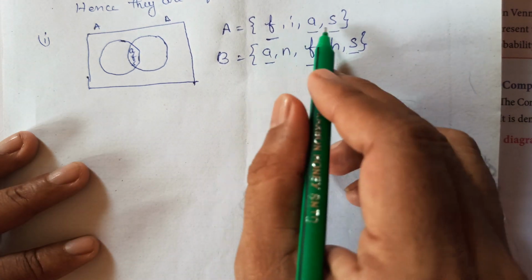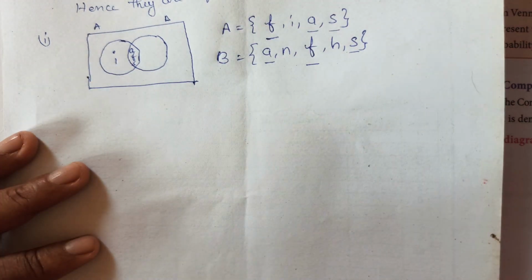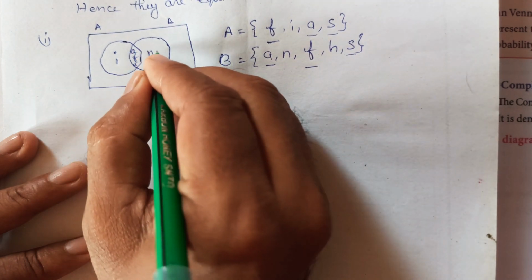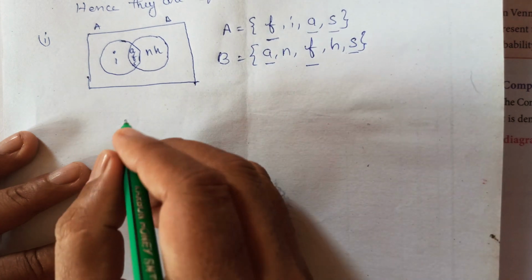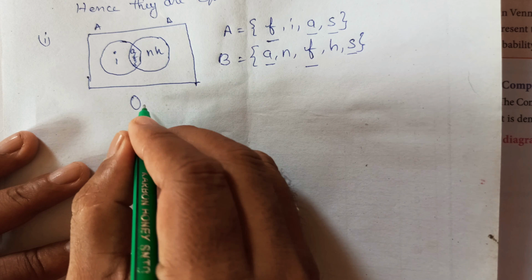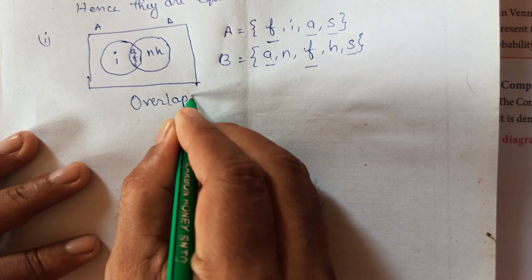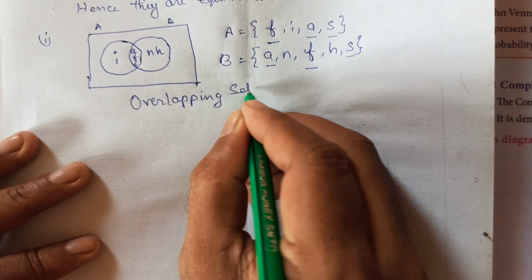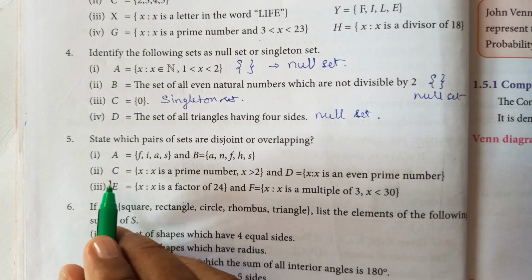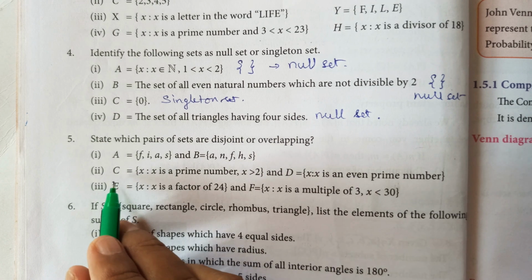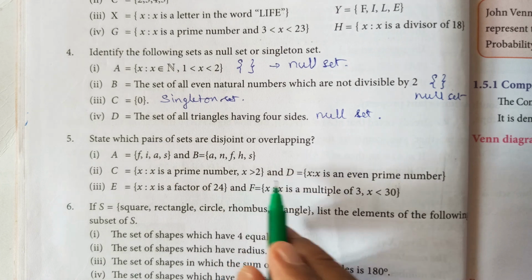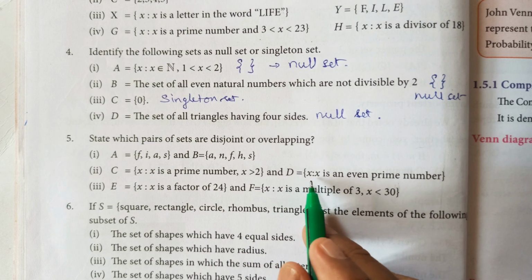Then the remaining element of A is I, and the remaining elements of B are N and H. Since there are common elements, we call this an overlapping set. Next we are coming to question number 2. C is the set of prime numbers where x should be greater than 2, and D is the set of even prime numbers.